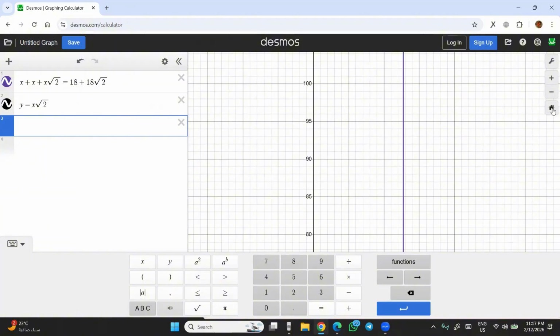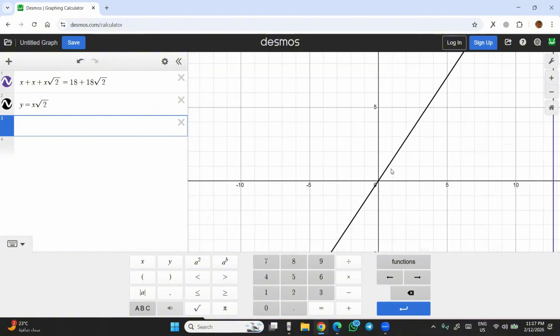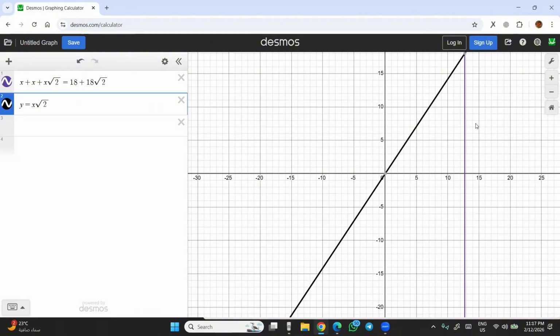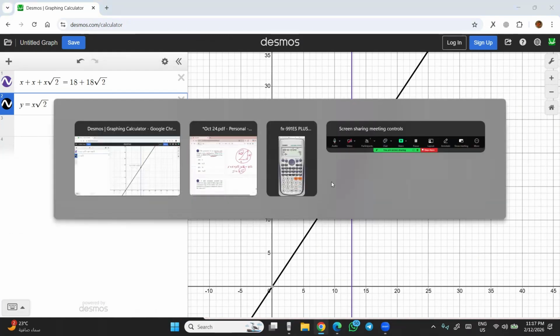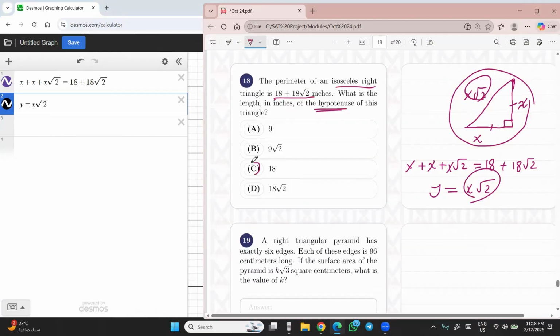Here, if we zoom in or just click home, you can see the intersection between the two lines is here. This is the intersection. And we need x square root 2, which is the value of y. So y here is 18. So we can choose 18 as our answer. If you don't prefer this method, you can use the regular calculator.